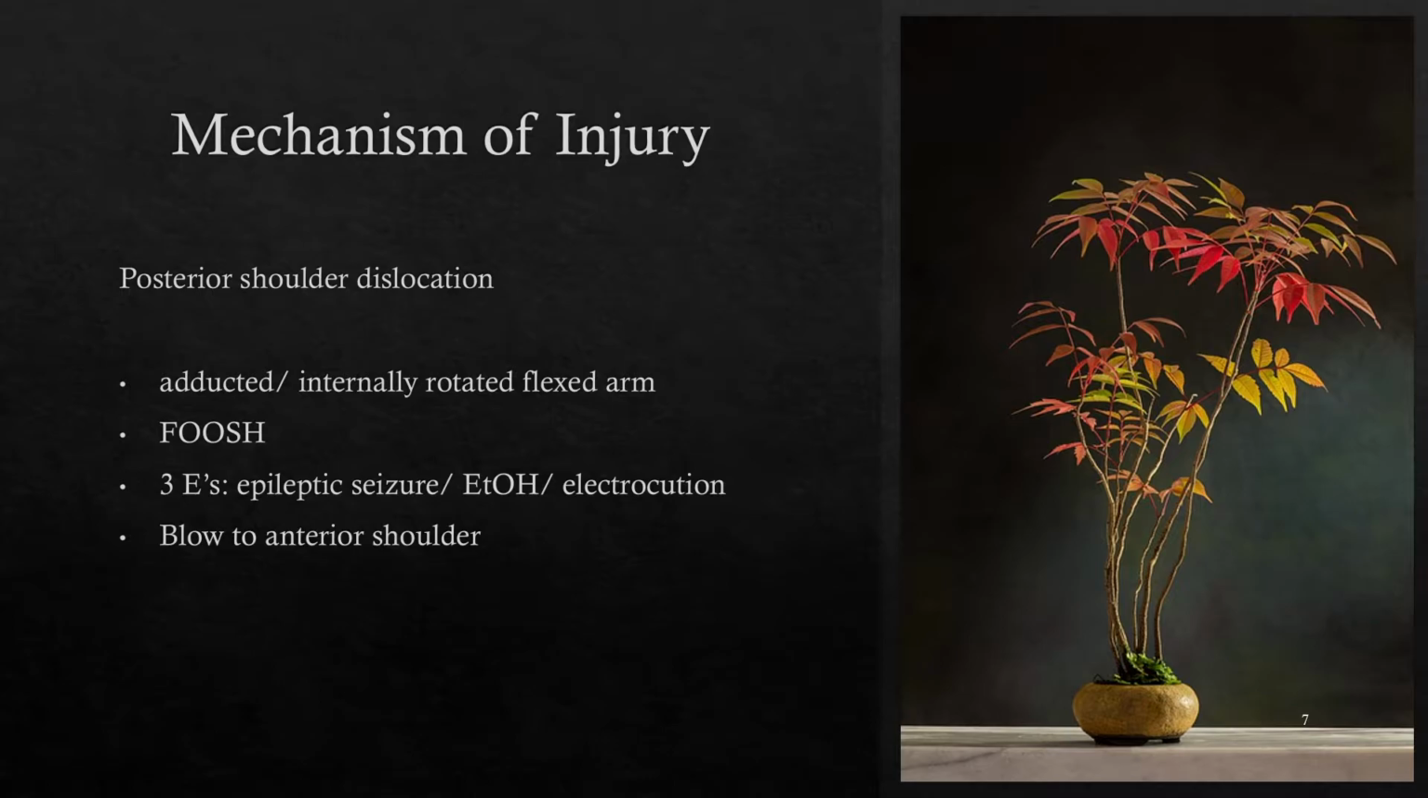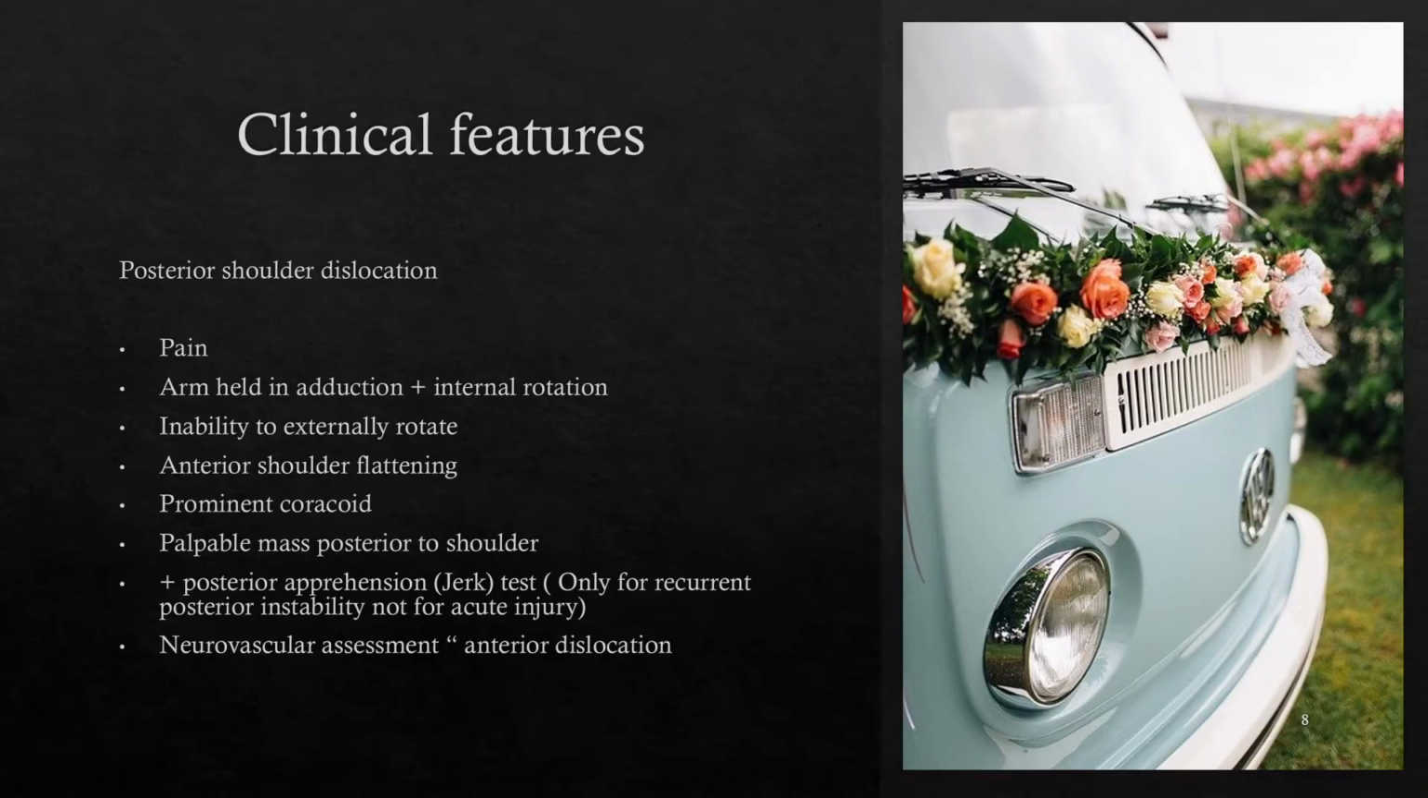Moving on to the posterior shoulder dislocations. The mechanism of injury is an adducted, internally rotated, flexed arm, or it can also be due to a fall on outstretched hand injury. These usually occur from the 3 E's, including epileptic seizure, ETOH, which is alcohol intoxication, and then electrocution. The mechanism of injury could also be a blow to the anterior shoulder.